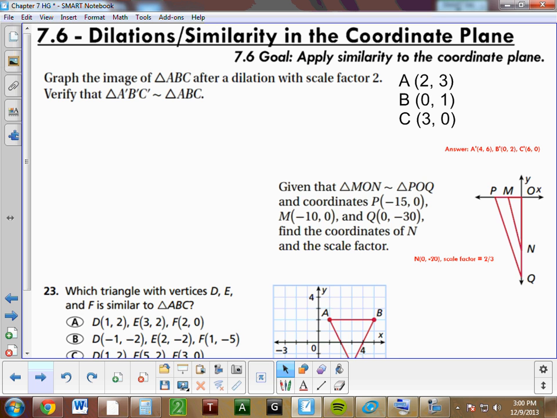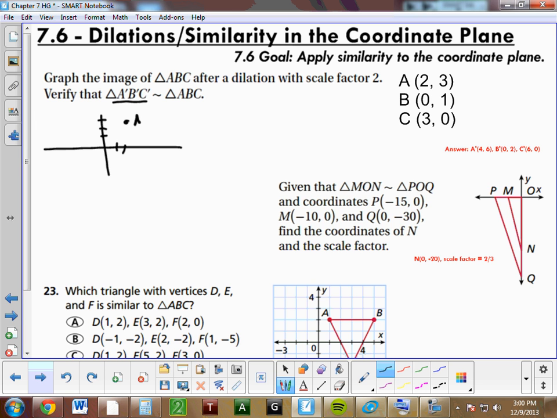Okay, this one has me graph an image after a dilation with a scale factor of 2 and then verify. So if you remember, these little prime marks have to do with transformations. I know we did that way back in chapter 1, but that's how you note that something's a transformation. So if I do this quick, A is 2, 3. B is 0, 1. C is 3, 0.